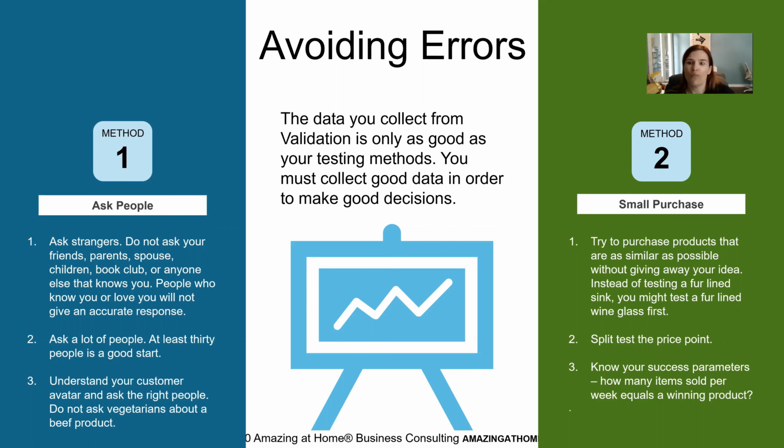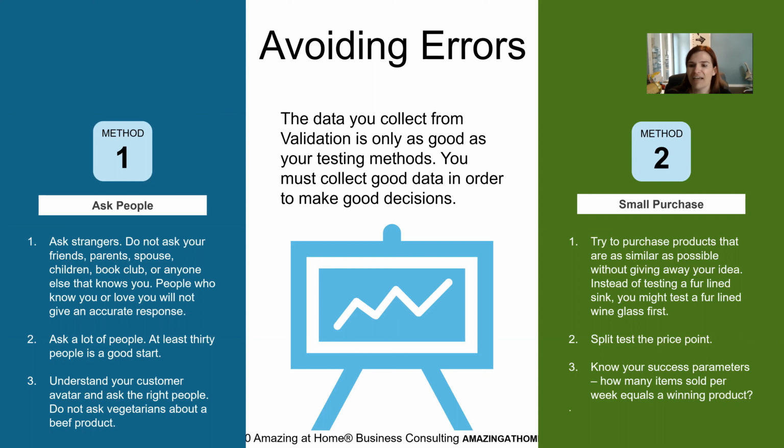In method 2, we want to try and purchase products that are as similar as possible without giving away your idea. Instead of testing the fur-lined sink, for example, we might want to test the fur-lined wine glass. Gross. We want to split test the price point. The great thing about this is we can play around with pricing. We can see what's going on. We can see where people are buying the most of that item. In the case of my slicing thing, they're not. I can't give it away.